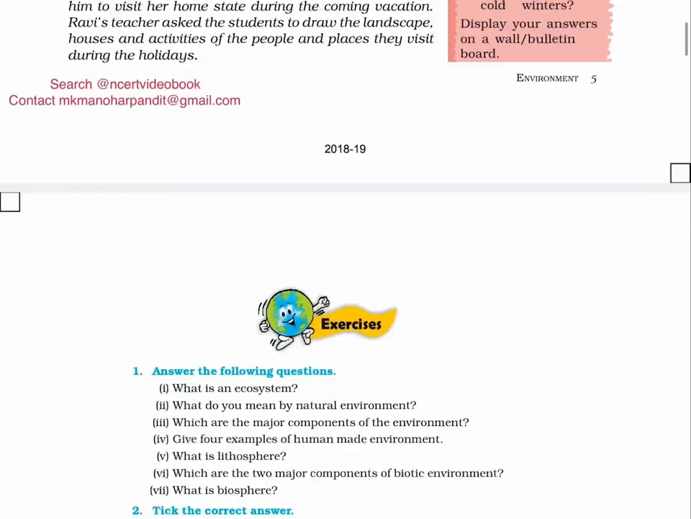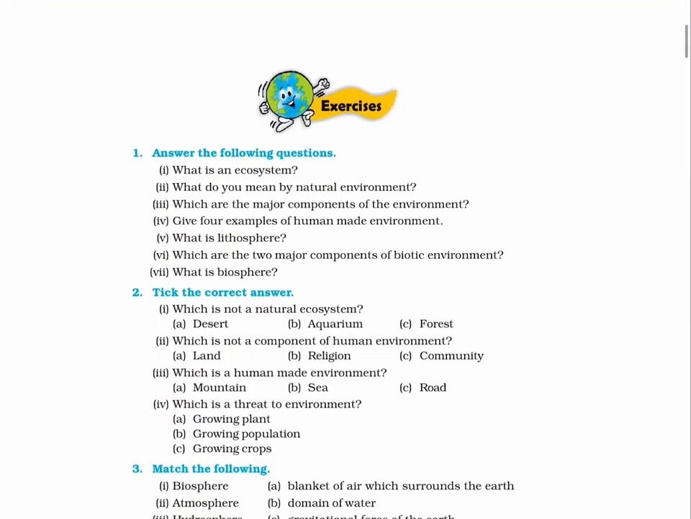Page 6. Exercises. 1. Answer the following questions. Part 1. What is an ecosystem? Part 2. What do you mean by natural environment? Part 3. Which are the major components of the environment? Part 4. Give 4 examples of human-made environment.